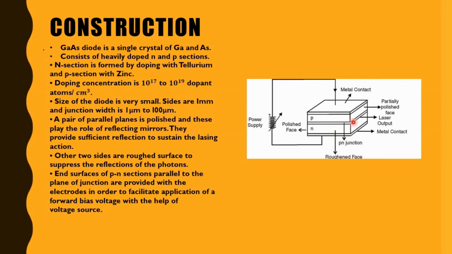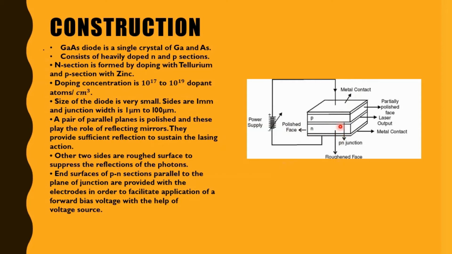See, this side is polished, this is the polished face. That means it plays the role of reflecting mirrors, which is sufficient for the lasing action. The other two sides are roughly surfaced to suppress the reflection of photons. So this side is roughly surfaced.